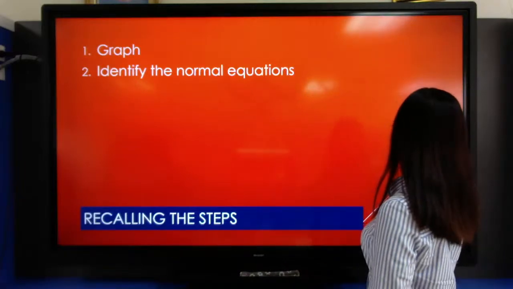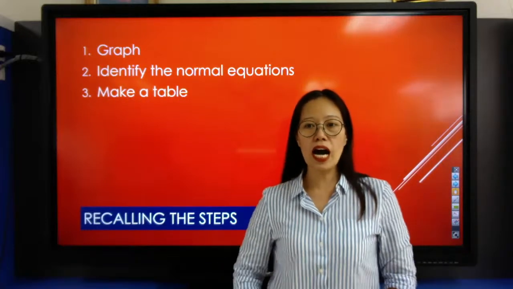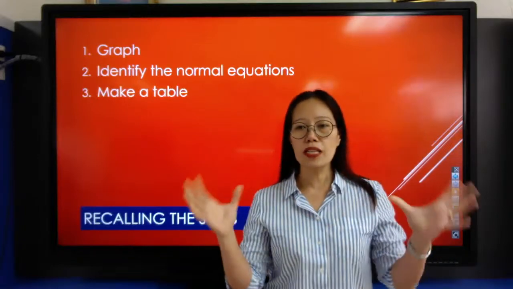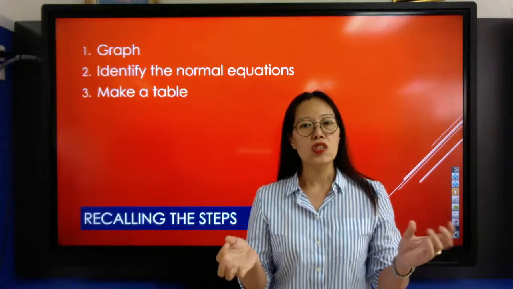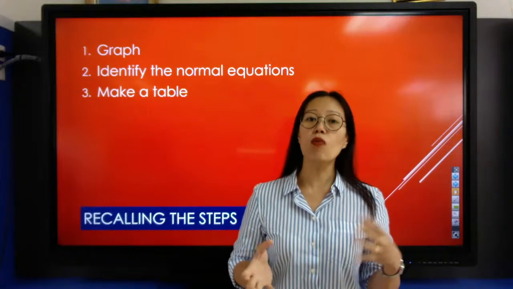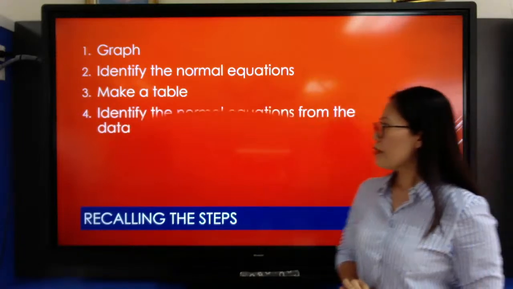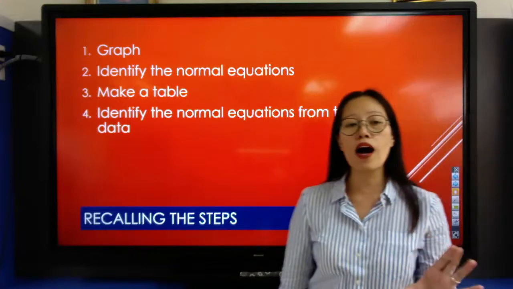All right. The third step is you're going to make a table. Out of your normal equations, you're going to make the table, because the table will help us to identify the normal equations in our data, right? Make the table. And then the fourth one, we're going to identify the normal equations from the data.